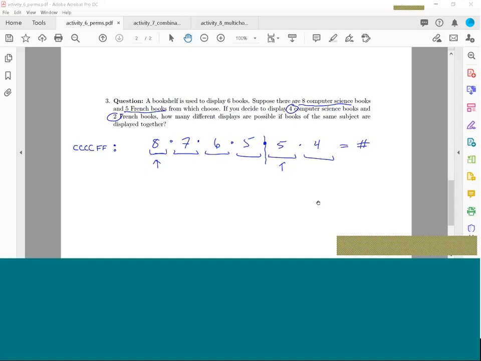So if you think the answer is yes, it's kind of hard to explain. But if you think the answer is no, what would be another way or another option of how you could put the books on the shelves? And that right there is how you can determine if there's more options or not. So what do you think? Is there another way to put 6 computer science and French books up on a shelf than what we just did right here?